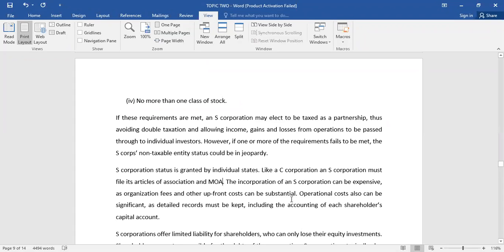So the incorporation of an S corporation can be expensive because the organizational fees that are included are so substantial. And the reason why they are very expensive is, we are registering a legal person. We are registering this corporation such that once we present the papers to the registrar of companies, we won't again be going there with an addendum to say that we want to withdraw or pull out our MOA and add this.